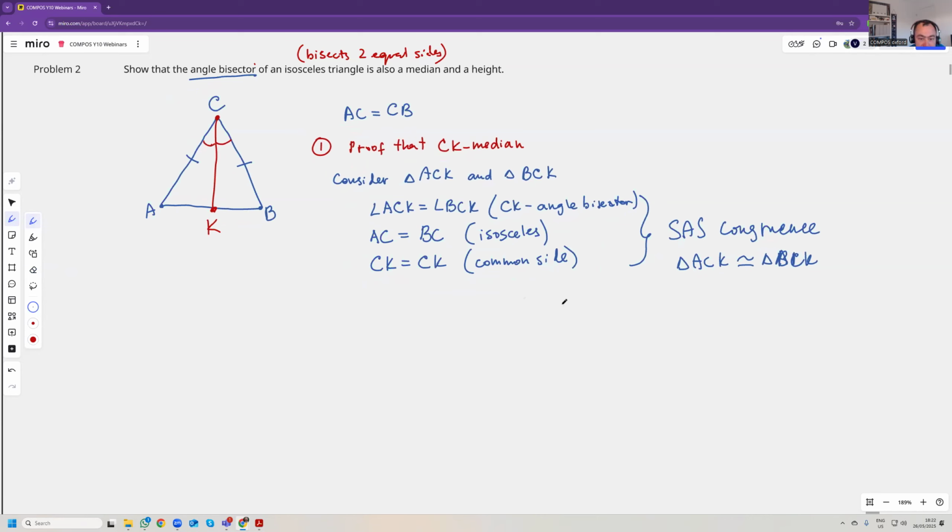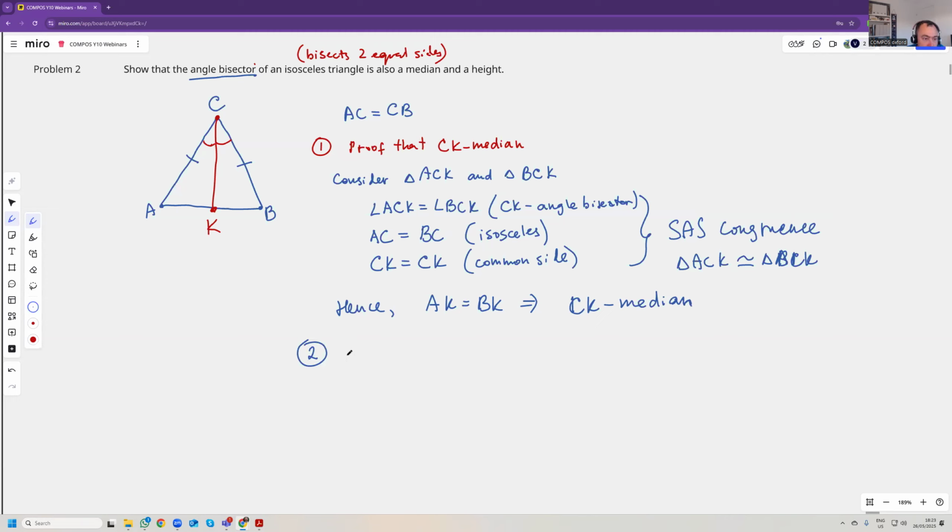Perfect. And that means, hence, AK is equal to BK. And therefore, CK is a median. Okay.